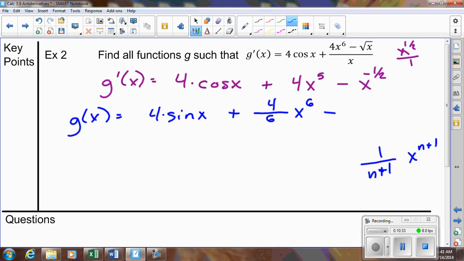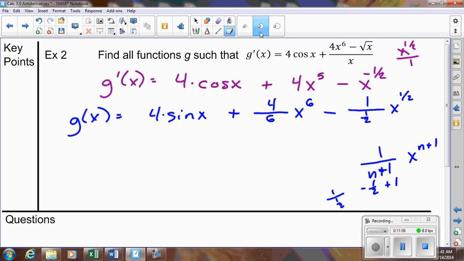And then we can subtract and say 1 over negative 1/2 plus 1. Negative 1/2 plus 1 would be positive 1/2. And so 1 over 1/2. We'll simplify that coming up. Well, what's 1 divided by 1/2? Okay, so that part then was our 2. 4 over 6 we could simplify and just say 2/3.